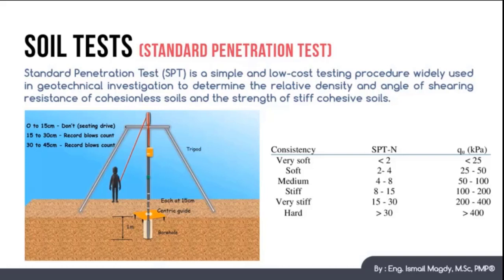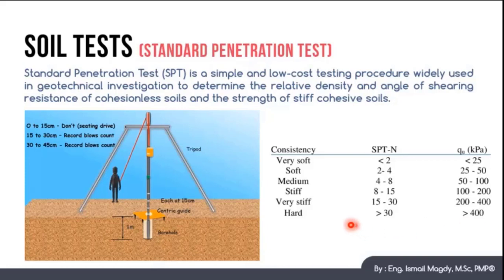It includes a hammer with a weight of approximately 63.5 kilograms. And we start hammering the soil, and we count the required number of blows to penetrate the soil between 0 and 15 cm, and between 15 cm and 30 cm, and between 30 cm and 45 cm. And the SPT N number is the required number of blows to achieve 30 cm penetration between the depths of 15 cm up to 45 cm.